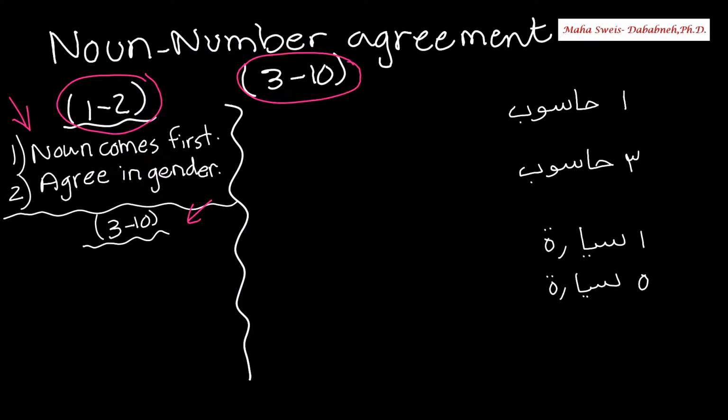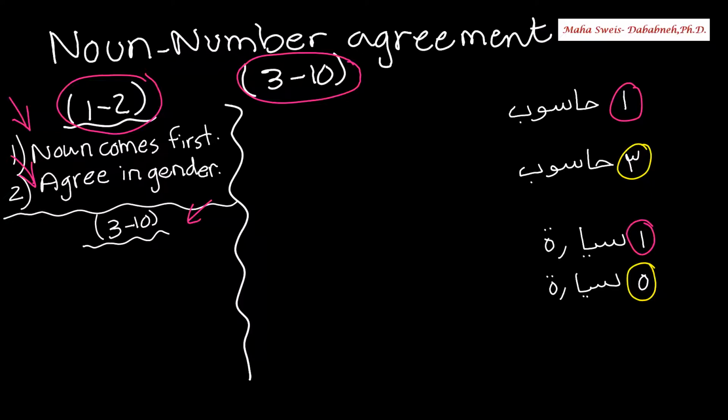For 1 and 2, the noun comes first. Noun and number have to agree in gender. Now let's see 3 to 10. I will go back and write some examples for number 1 just to compare it with the new rules for 3 to 10.